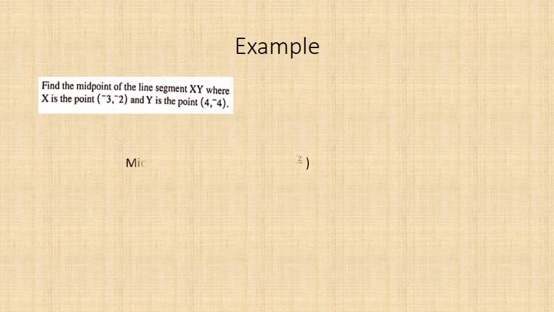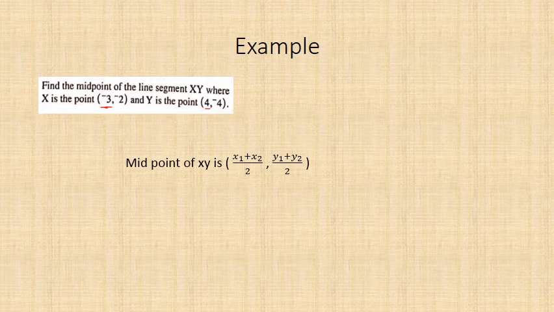So I will apply the rule. I will just add the x's together, divided by 2, and then add the y's together and divide by 2. So here I will add the -3 and 4 together. If you remember the integers, -3 plus 4 equals 1, and then 1 divided by 2 equals half, so 1 over 2.